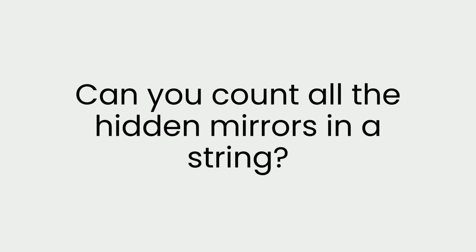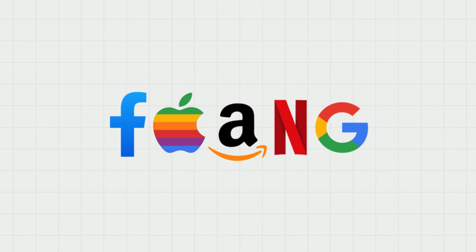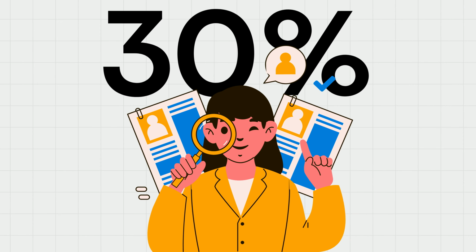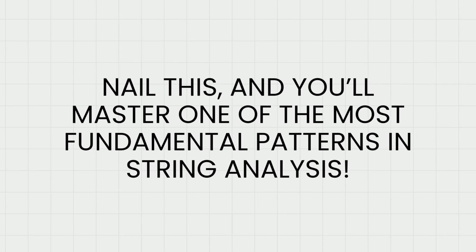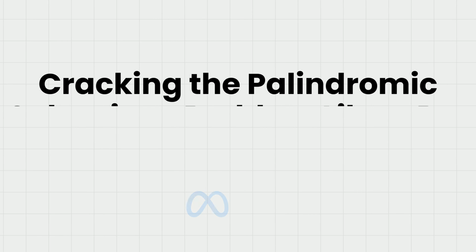Can you count all the hidden mirrors in a string? Palindromic Substrings is a Pattern Mastery 100 staple and a favorite at Google, Amazon, and Meta for testing two-pointer and dynamic programming fluency. Over 30% of candidates either miss double counts or don't handle both even and odd centers. Nail this, and you'll master one of the most fundamental patterns in string analysis.